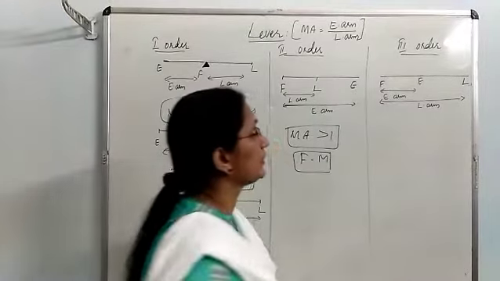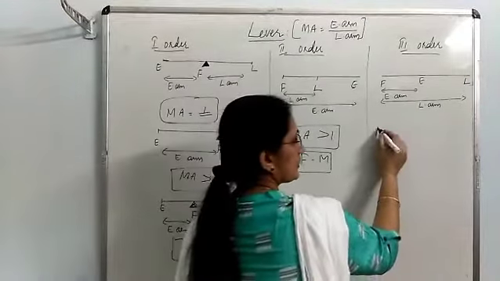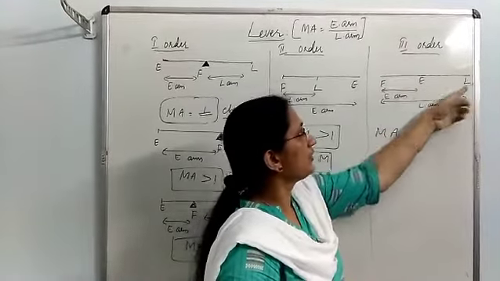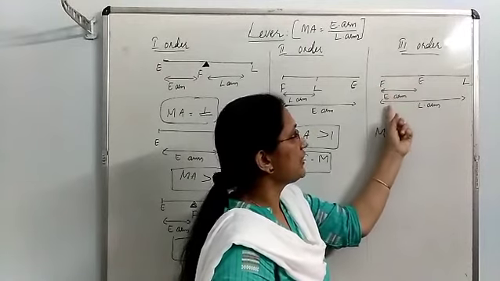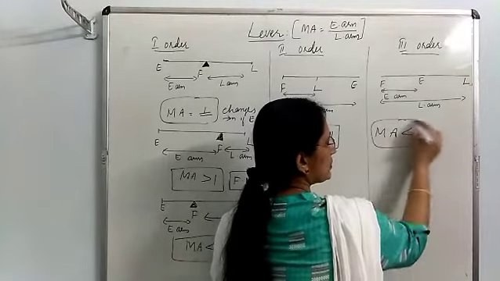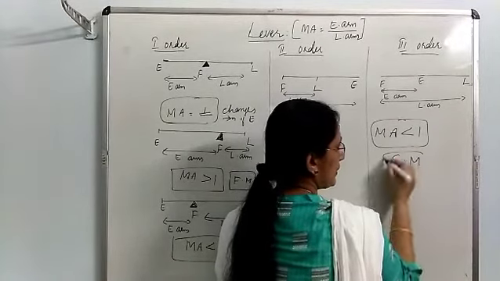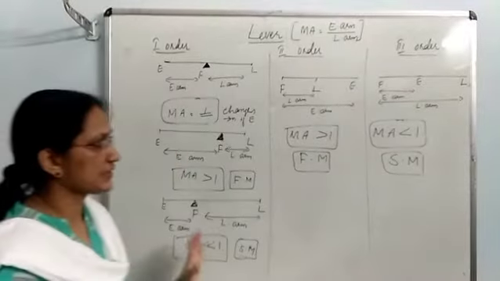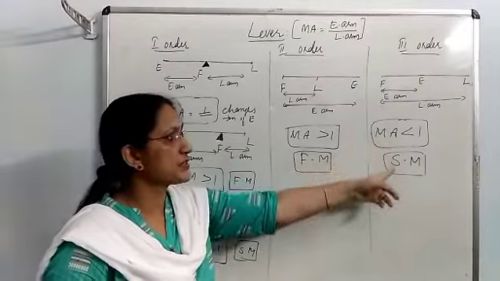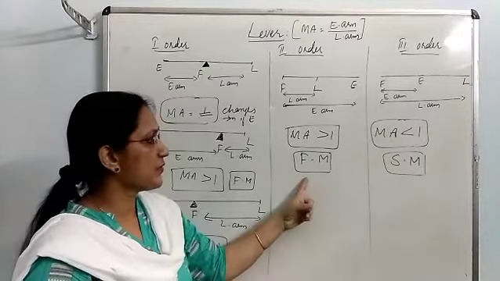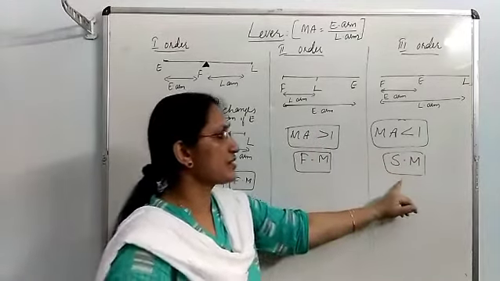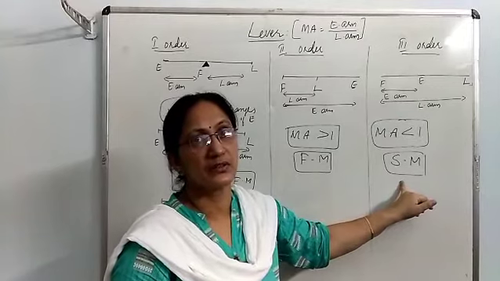Then what about MA of third order lever? In third order lever, effort comes between fulcrum and load. That means effort arm is shorter, load arm is longer. That means MA is less than 1. So they are functioning as speed multiplying machines. Once again, if you want to use a lever as a speed multiplier, you must use third order lever. Third order levers are always speed multipliers.